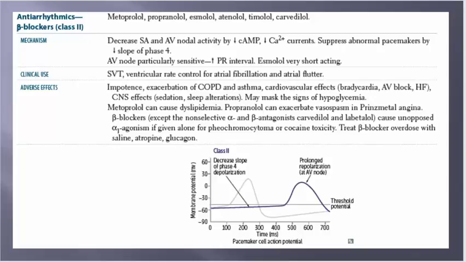Metoprolol can cause dyslipidemia. Propranolol can exacerbate vasospasms and Prinzmetal angina. Beta blockers, except the non-selective alpha and beta antagonists carvedilol and labetalol, cause unopposed alpha-1 agonism if given alone for pheochromocytoma or cocaine toxicity. Treat beta blocker overdose with saline, atropine, or glucagon.